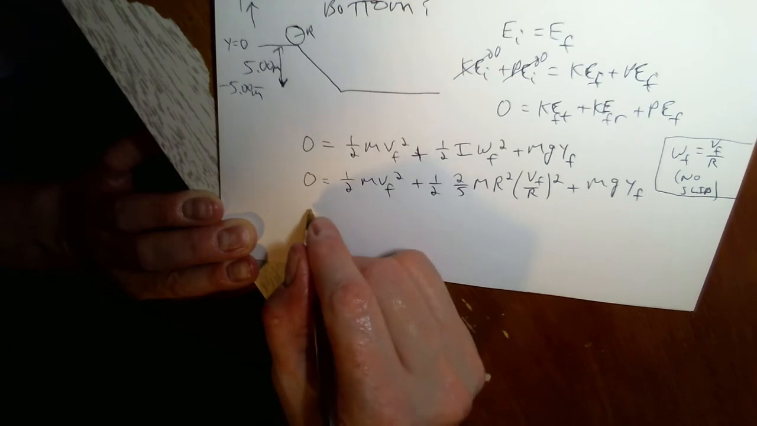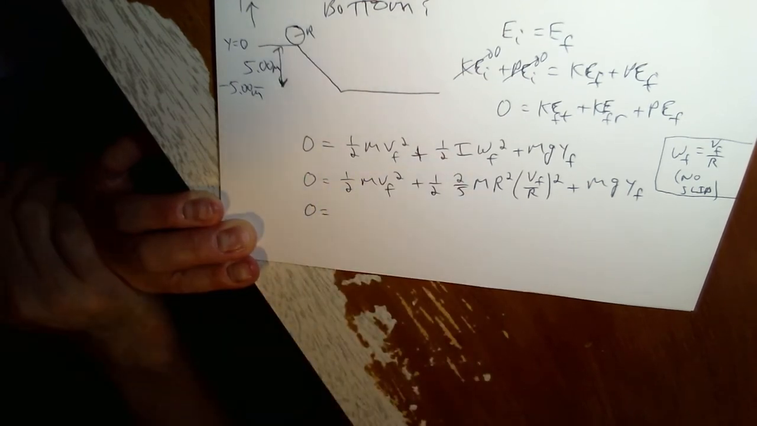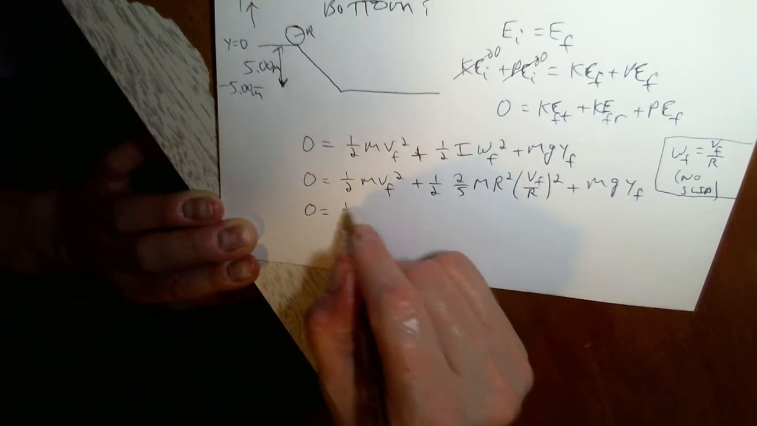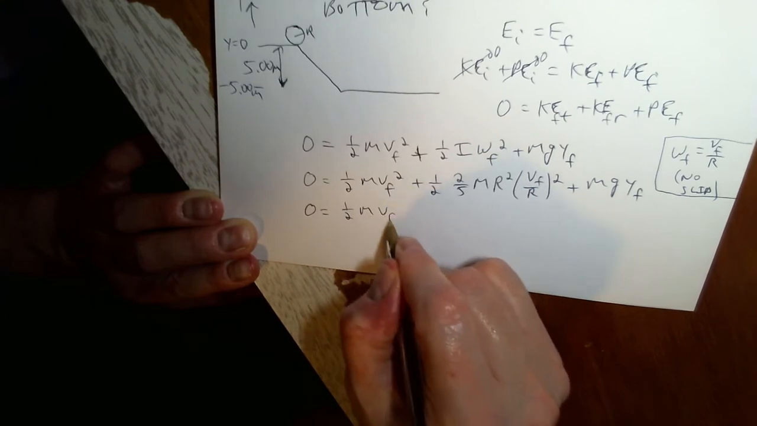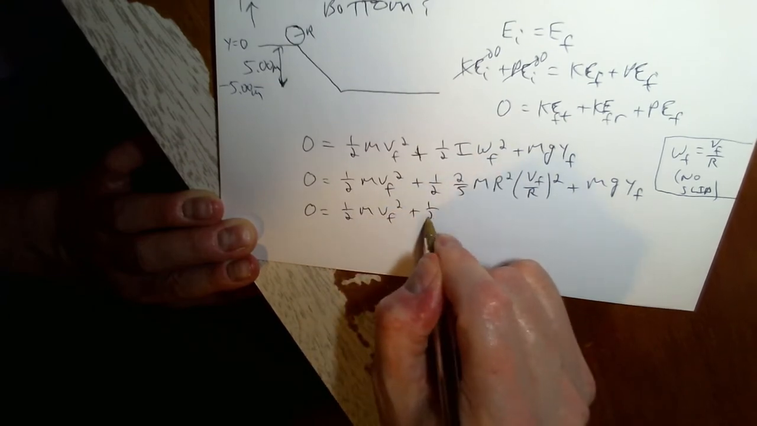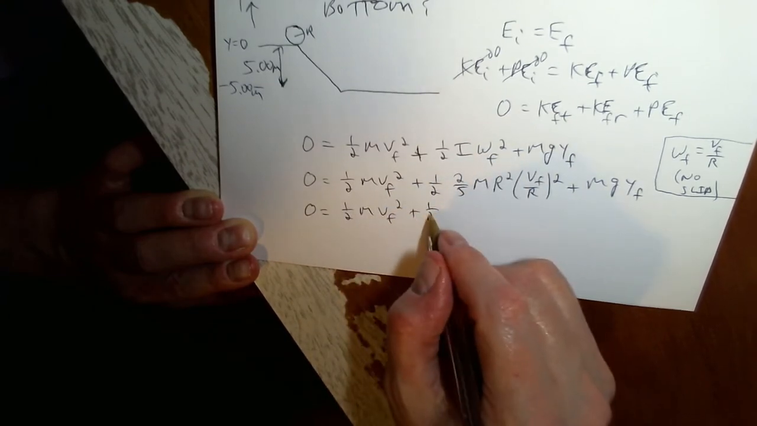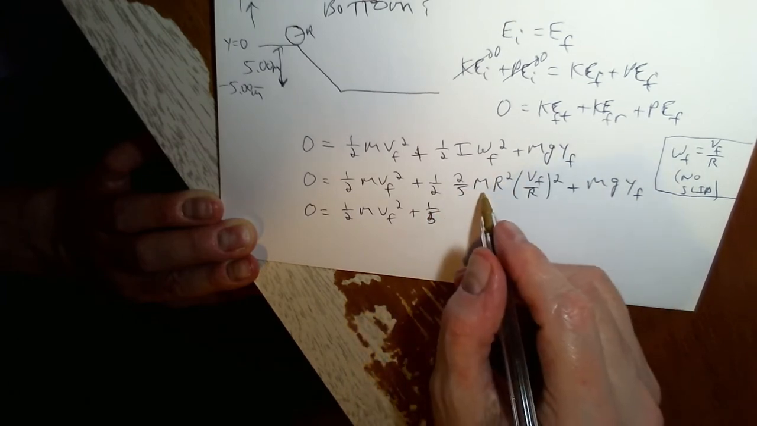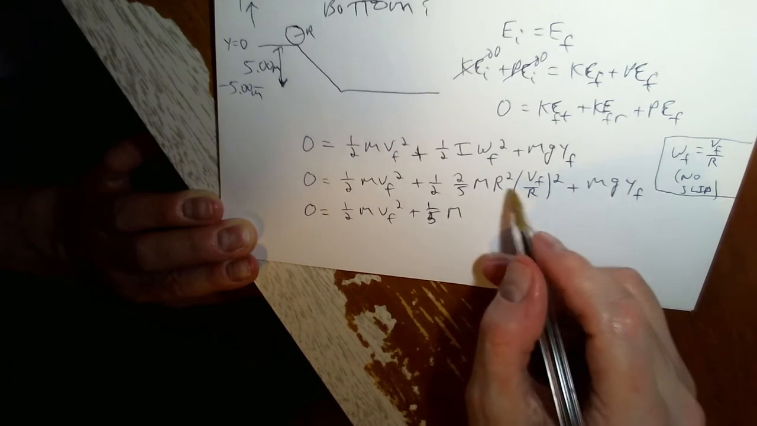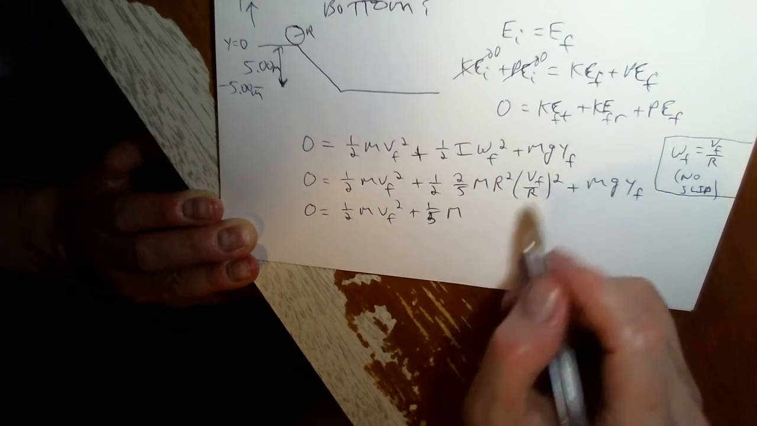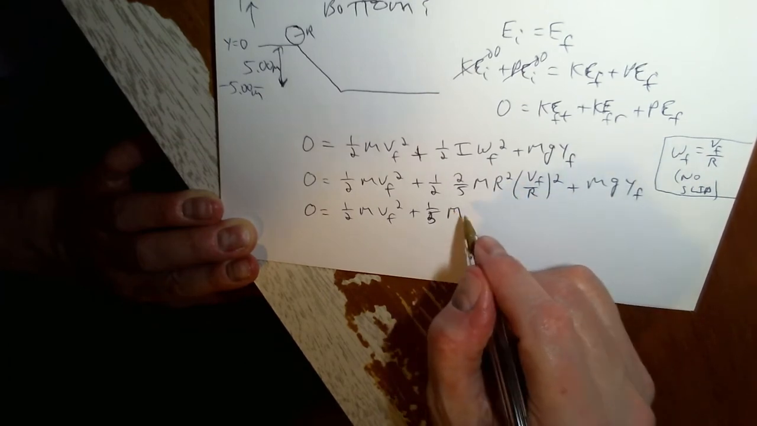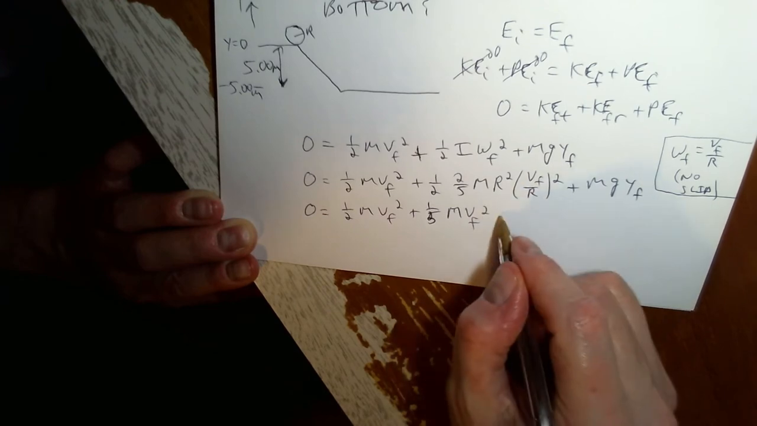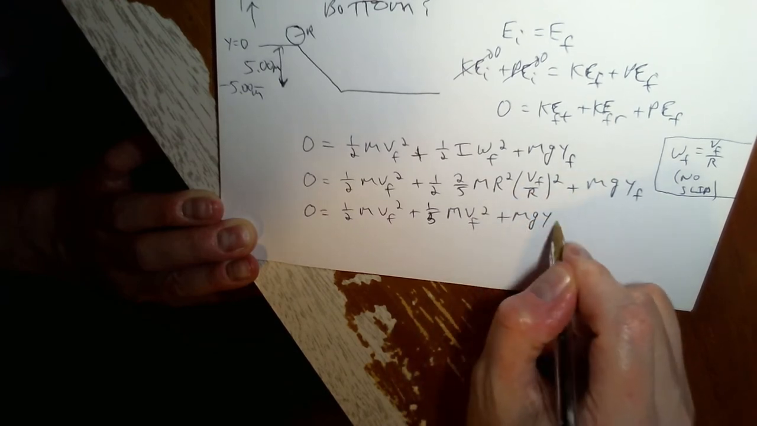And so you get 0 is equal to 1/2 m V final squared plus 1/2 times 2/5. So I'll simplify that to 1/5 of the mass. R squareds cancel because that's an R squared also. So 1/5 m v final squared plus m g y final.